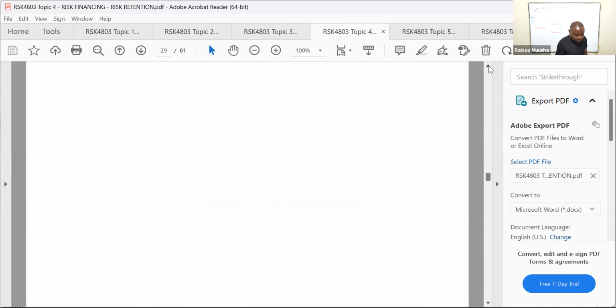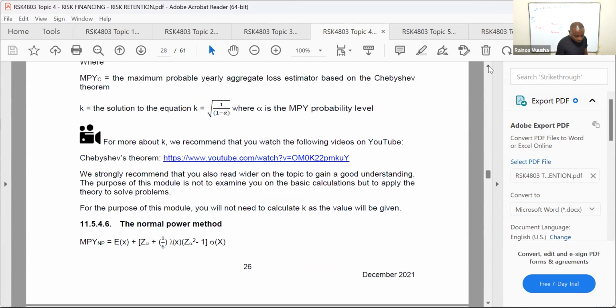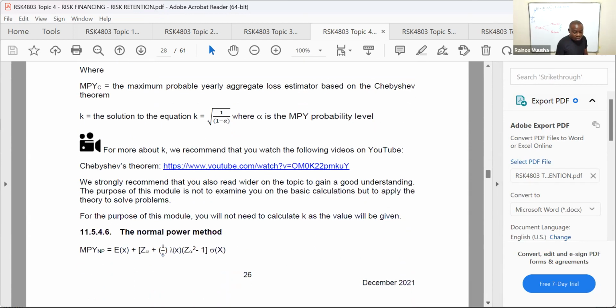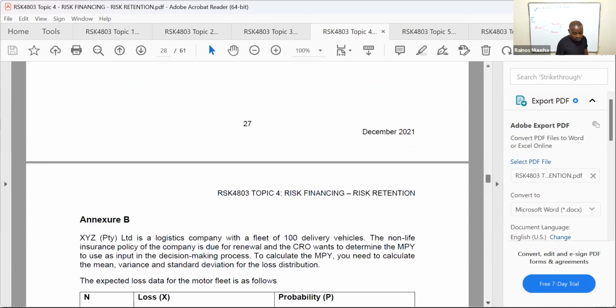With the Chebyshev theorem, this is basically where we calculate the maximum probable yearly loss using this particular calculation. But we'll look at it in detail. Don't worry about it for now. Just know that when the time comes, this is the model that we're going to use. What it is and how the calculations are done, don't worry about it for now.